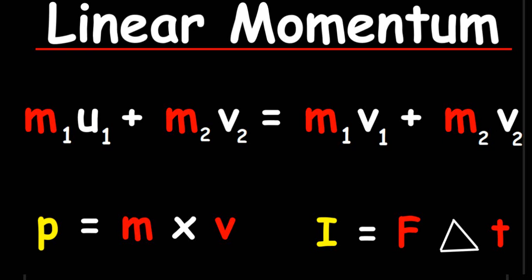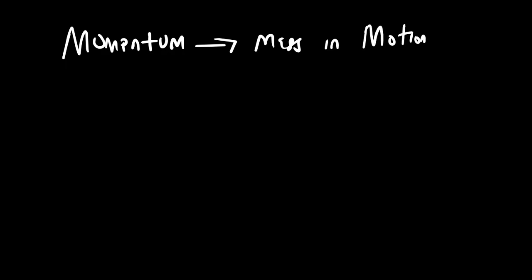In this session, we're going to talk about linear momentum. So what are some of the basics that you're supposed to understand as far as this topic is concerned? You must understand that momentum itself refers to mass in motion. Now, if momentum is mass in motion, you know that mass we just represent as m, and motion we are referring to velocity.